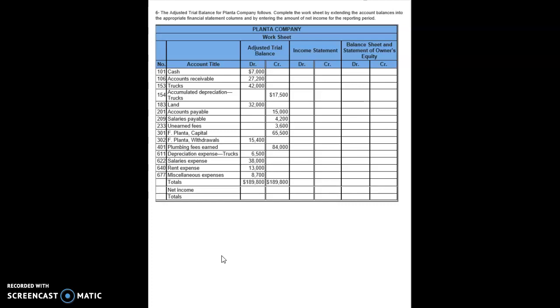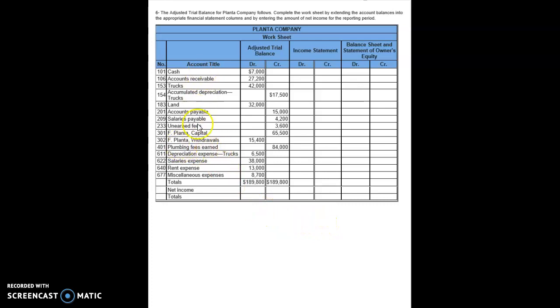So what we're looking at is bringing over the balances that are in this adjusted trial balance into the appropriate columns, whether it's the income statement or the balance sheet, and then being able to balance those by calculating net income. So remember, income is revenue minus expenses. We're going to look at our accounts and figure out which ones go on the income statement column and which ones go on the balance sheet column. Well, we know that on the income statement we find revenue and expenses. So let's look at those first.